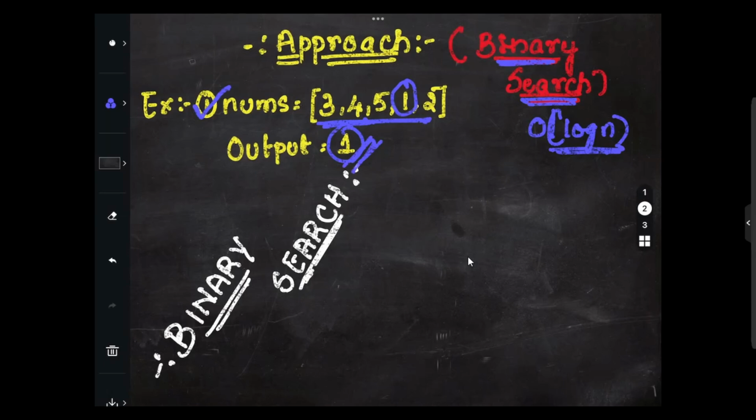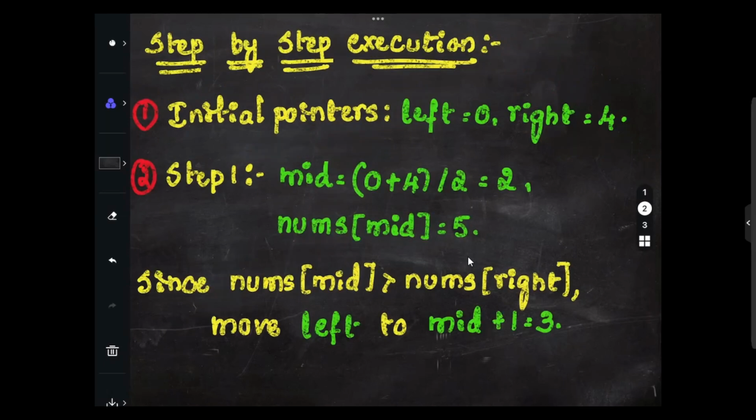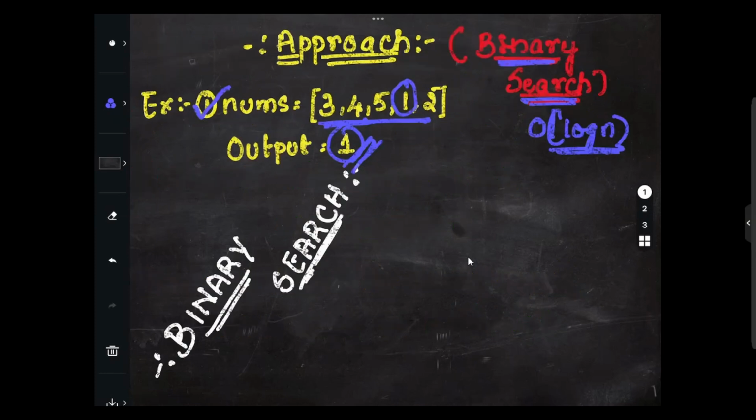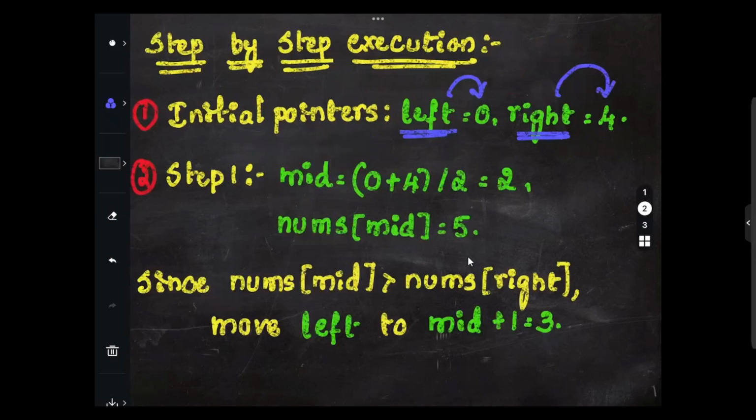Let's come to the step by step execution. The first step is we'll be going with the 2 pointers, left and right. Left we have initialized to the first index or 0th index, and right we have initialized to the last index or the 4th index, according to the example. See here, this is 0 indexed: 0, 1, 2, 3, 4. So we have initialized the left pointer to the first index and the right pointer to the last index in this case.